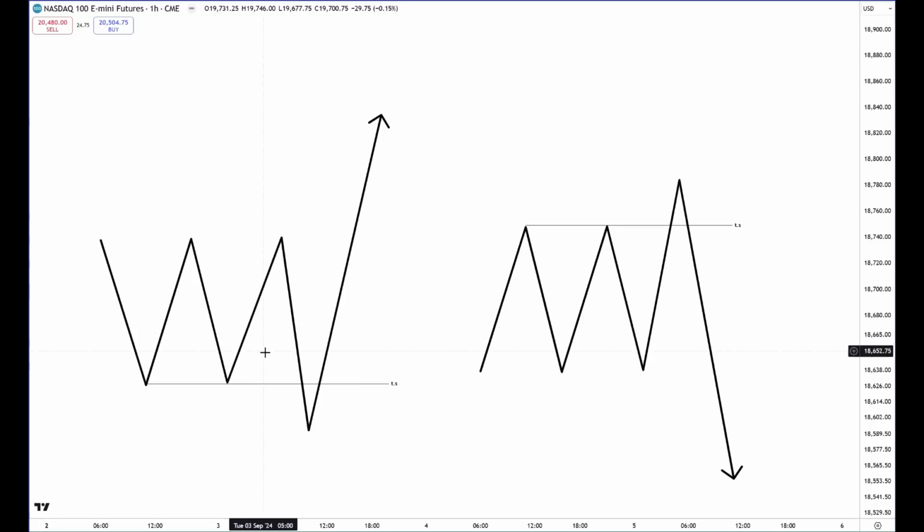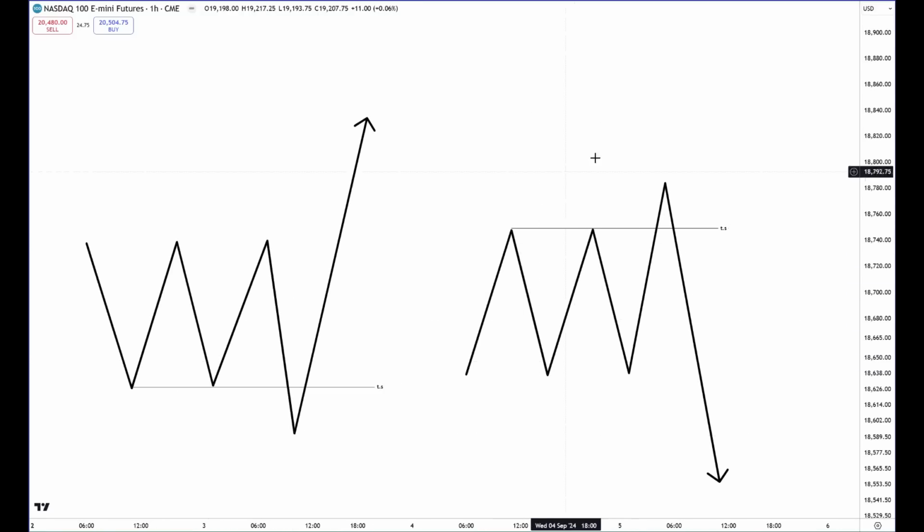A turtle soup can be valid one of two times, with a wick below a low, no close below, or one close below, not two. As soon as there are two candlestick closes, you can eliminate the possibility of a high probability turtle soup. The same thing goes for a bearish scenario.